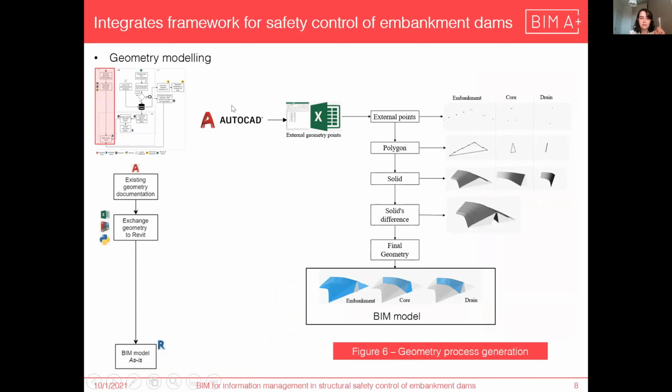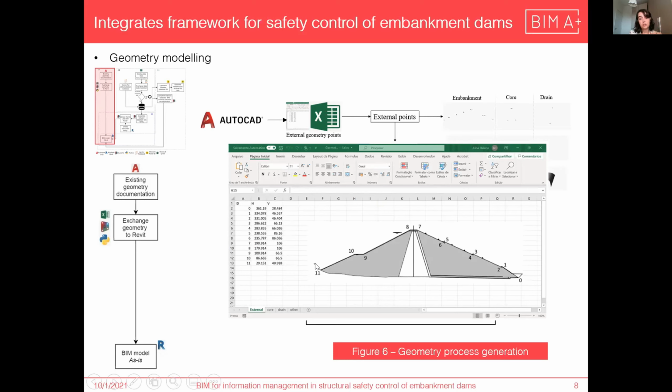So we take the information of this geometry from the AutoCAD, transforming that in a spreadsheet. You just take the points of the external line of each structure. For this work, we work with the embankment, the core of the dam, and the drain, just these 3 structures.